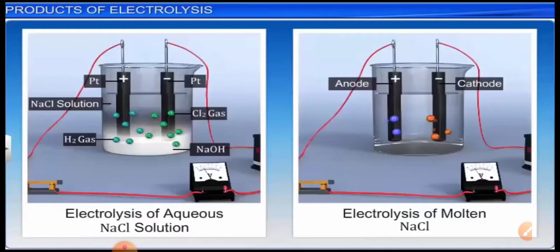In the first case we will get hydrogen gas as a product on the cathode, and on the anode, which is a positively charged electrode, we will obtain chlorine gas as a product. While in the second case the product is totally different. On the cathode we have sodium metal, and on the anode we have chlorine gas as a product.